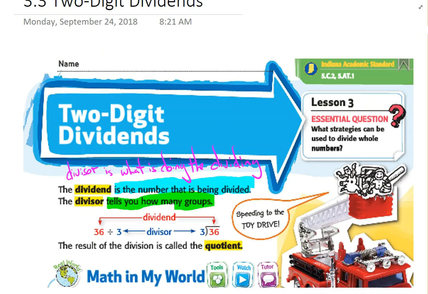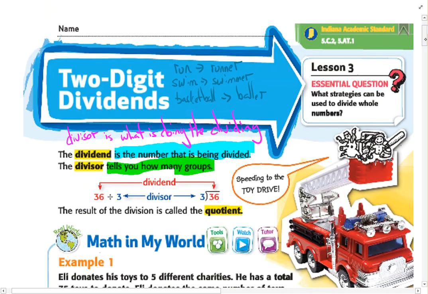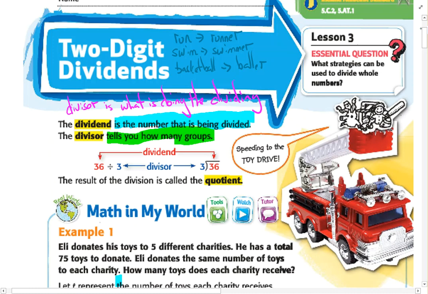A way to make this connection as well is to say, if you run, then you are a runner. If you swim, you're a swimmer. And if you play basketball, well, of course, then you're just a baller. And so if you are a divisor, you're dividing. You're the one doing the dividing.